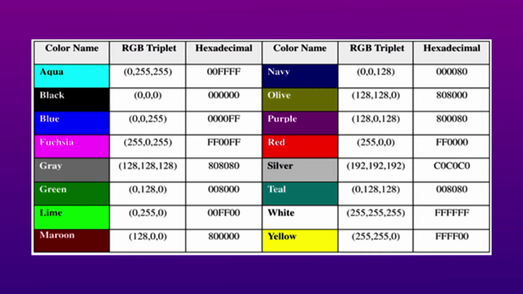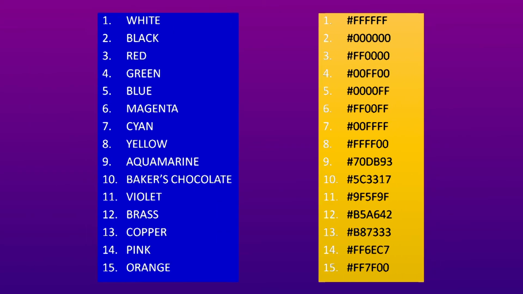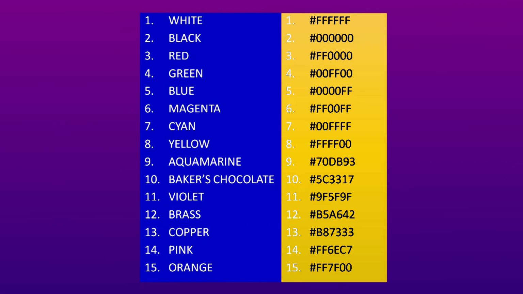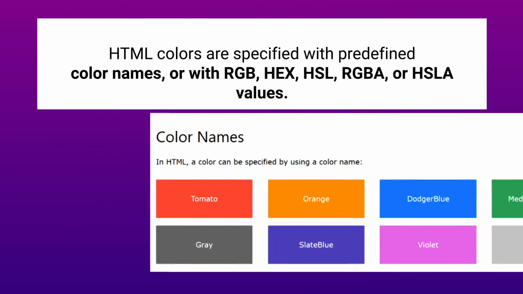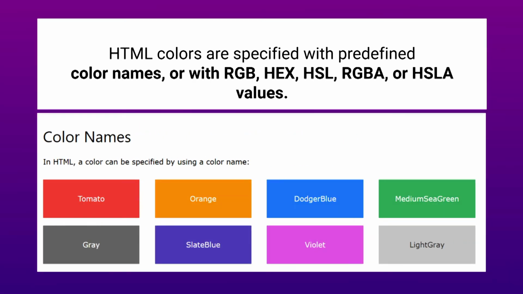These colors are put in the color codes in HTML format. That is, 1 is like white, 2 black, 3 red, 4 green, blue, 6 is magenta, cyan, yellow, and it goes up to the 15th, the color orange. Then subsequently the color codes are also given on the right hand side. This is simplified in HTML. Colors are specified with predefined color names or with RGB, hex, HSL, RGBA or HSLA values.